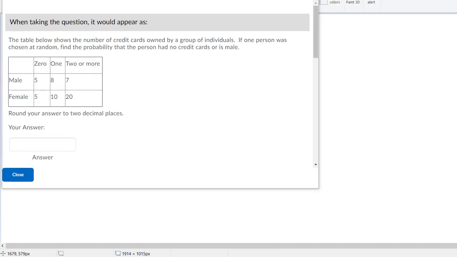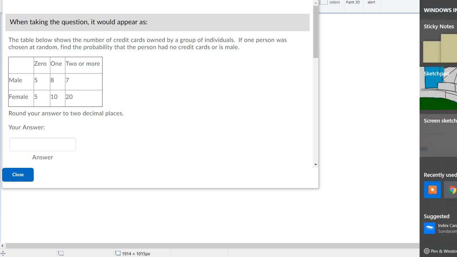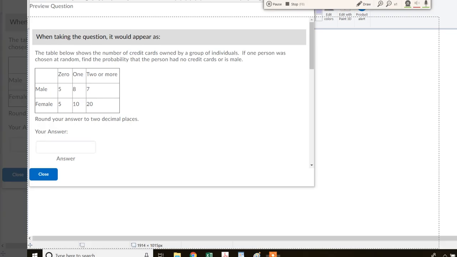Okay, so this is problem number 6. They want to know what's the probability that the person has no credit cards. So let's give that a name. Well, I guess we'll call this N, for no credit cards. And male, we'll call this M for male. Okay, so we want to know the probability of N or M.